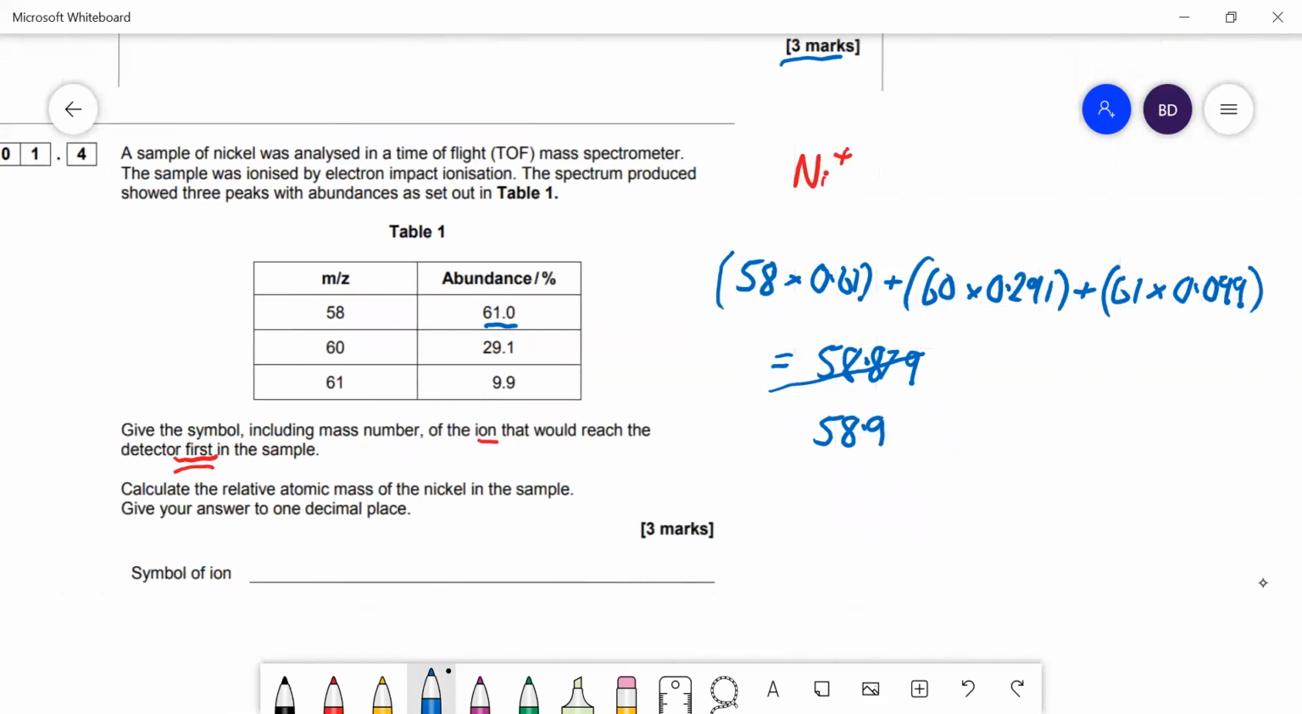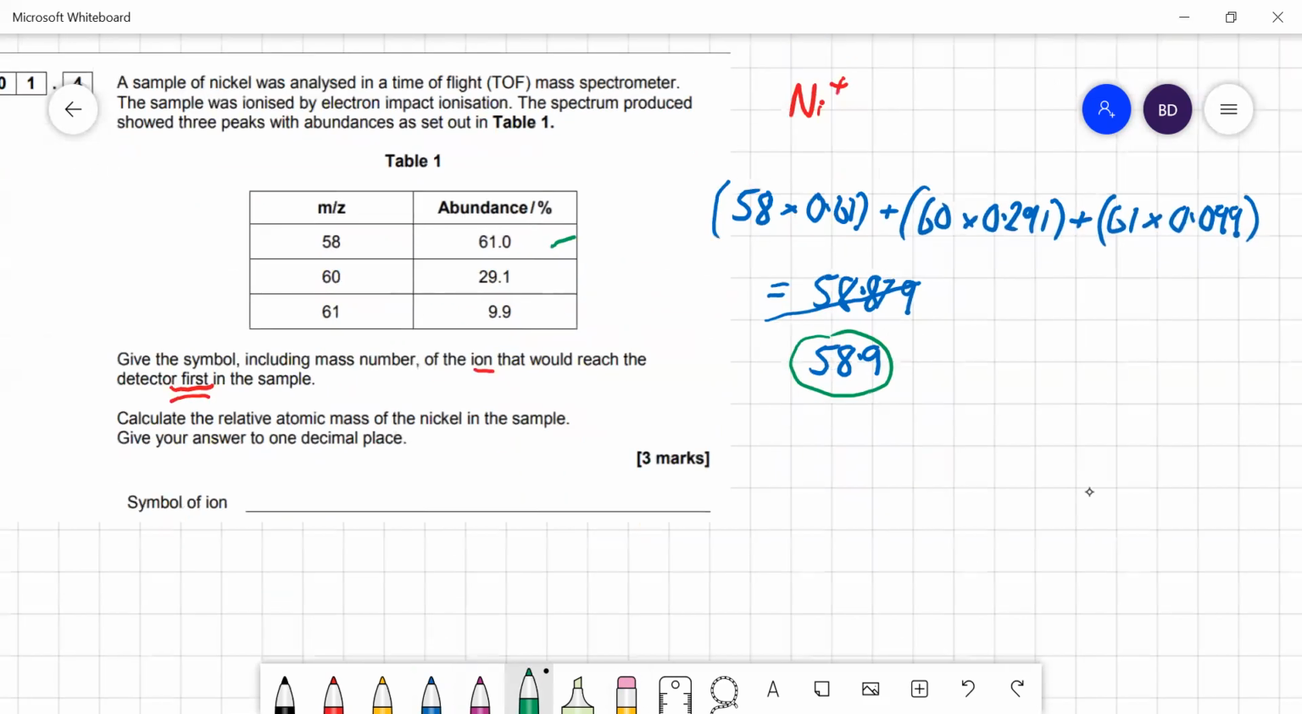That's quite an easy question there. What they seem to be asking more frequently is they get to do it backwards: they give you this value and the abundance of one of them, and you have to work out the abundances of the other two. So that question is a bit on the easy side. Okay.